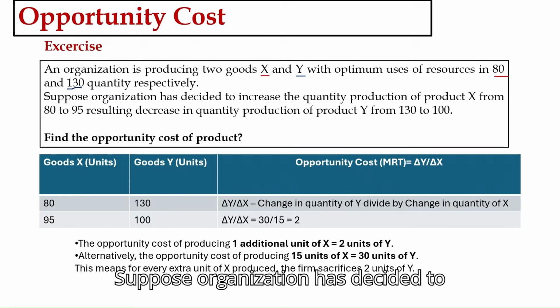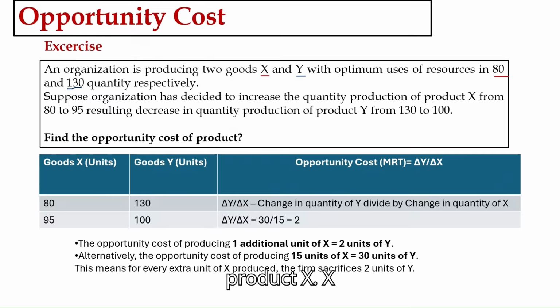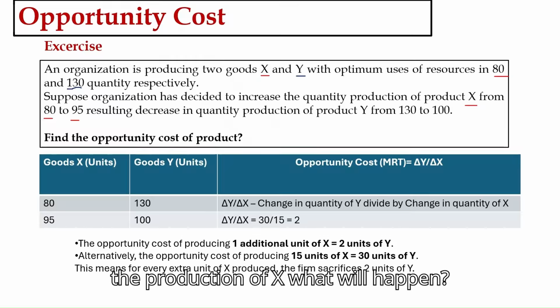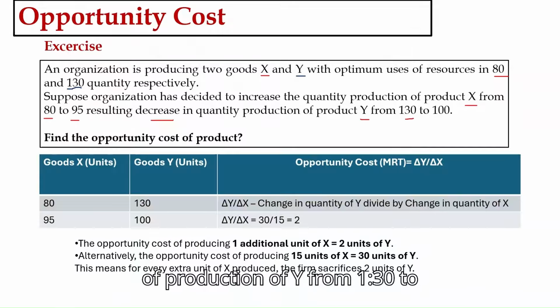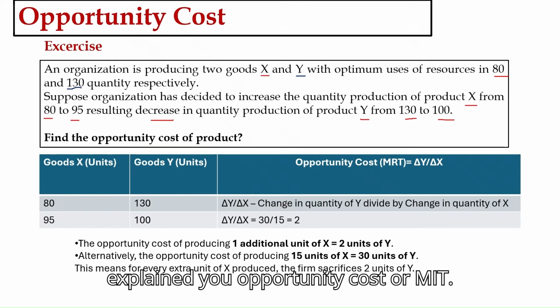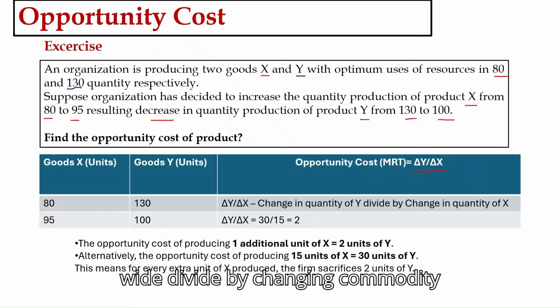Suppose the organization has decided to increase the production quantity of product X. X was before 80. Now they are producing X from 90 to 95. Means if they increase the production of X, what will happen? There will be a decrease in the quantity of production of Y from 130 to 100. Now we have to find out the opportunity cost. Remember I have explained opportunity cost or MRT, marginal rate of transformation. The formula was change in commodity Y divided by change in commodity X.